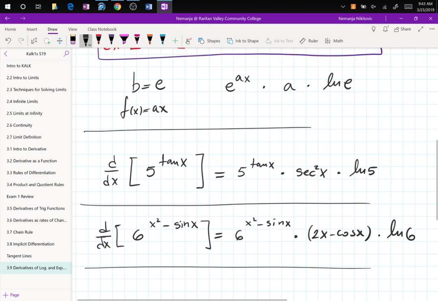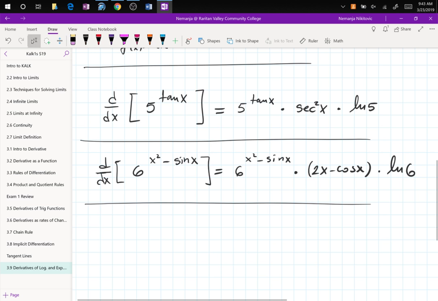And the second one is going to be easy too. The derivatives of ln, because ln x is the inverse function of e to the x. So if e to the x was easy, then its inverse, ln, should be easy as well. So now let's take a look at the derivative of log functions.